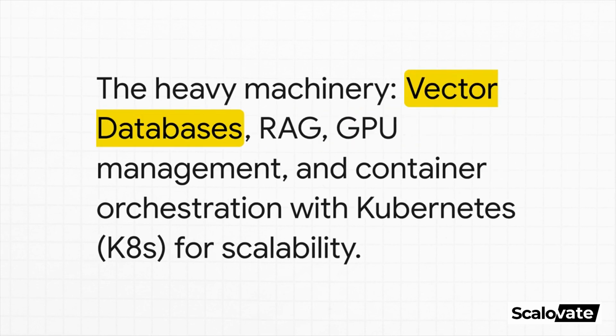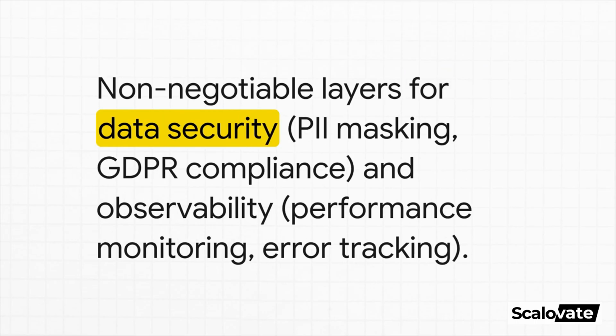Okay, now we're getting deep. Down here is the foundation, the data systems and the infrastructure. This is all the heavy machinery. We're talking specialized vector databases so the AI can find info fast, powerful GPUs that provide the raw computing horsepower, and really complex systems like Kubernetes to manage all the moving parts and make sure it can handle thousands of users at once.